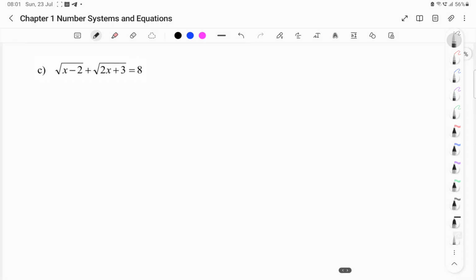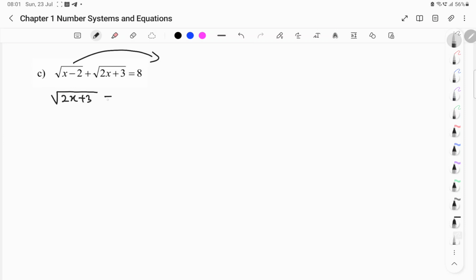This one, alamak. How to solve this one? Very problematic. Okay, don't worry. Okay, so what we have to do first? First, we have to move one of the set over here. Okay, if you don't, then when you square them, you will face difficulties. Problematic lah. So better move this one over here. So what we have square root 2x plus 3 equals 8 minus square root of x minus 2.